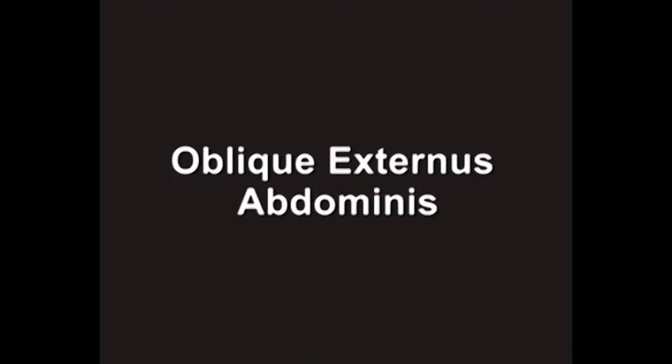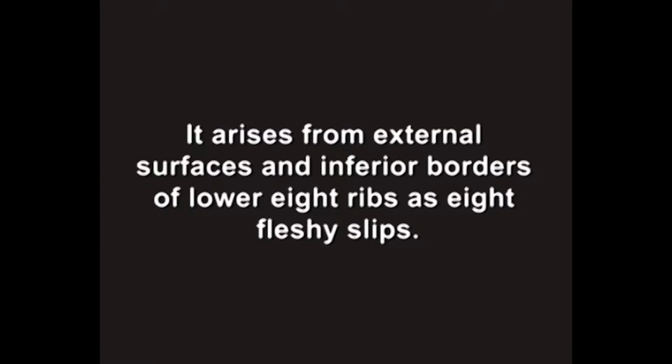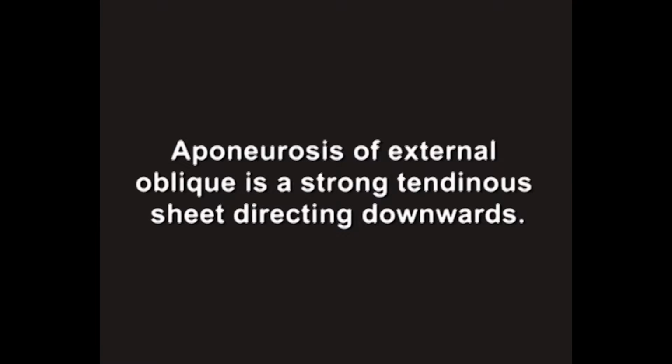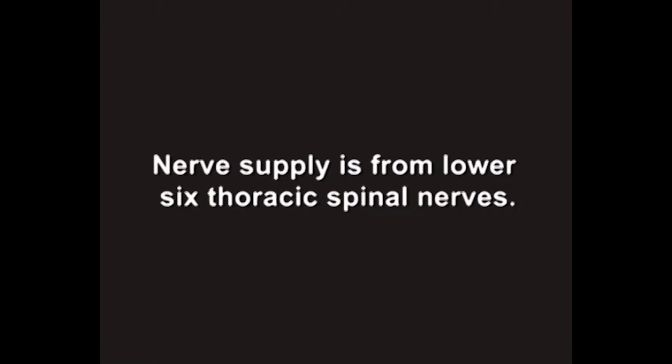Obliquus externus abdominis. It is the largest and most superficial of the three flat muscles of the region. It arises from external surfaces and inferior borders of lower 8 ribs as 8 fleshy slips. These are arranged in oblique lines extending downwards and backwards. Aponeurosis of external oblique is a strong tendinous sheet directing downwards. Nerve supply is from lower 6 thoracic spinal nerves.